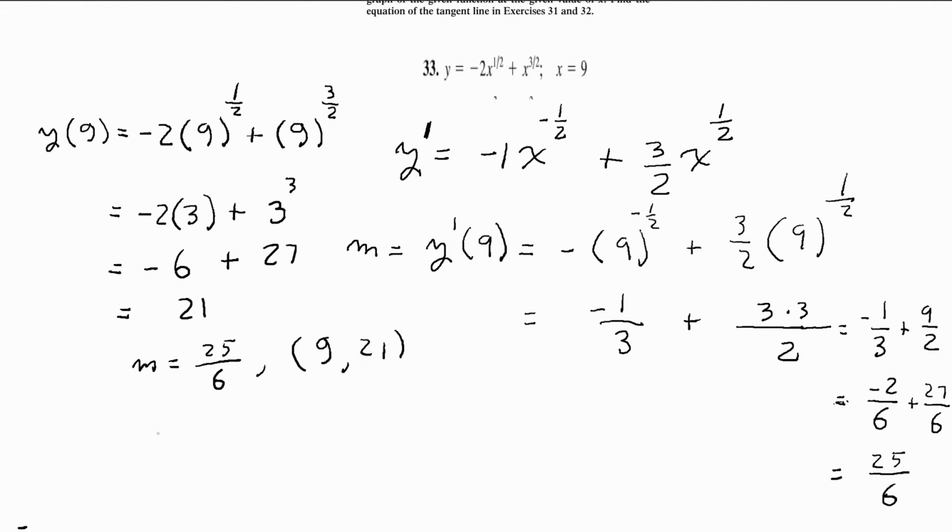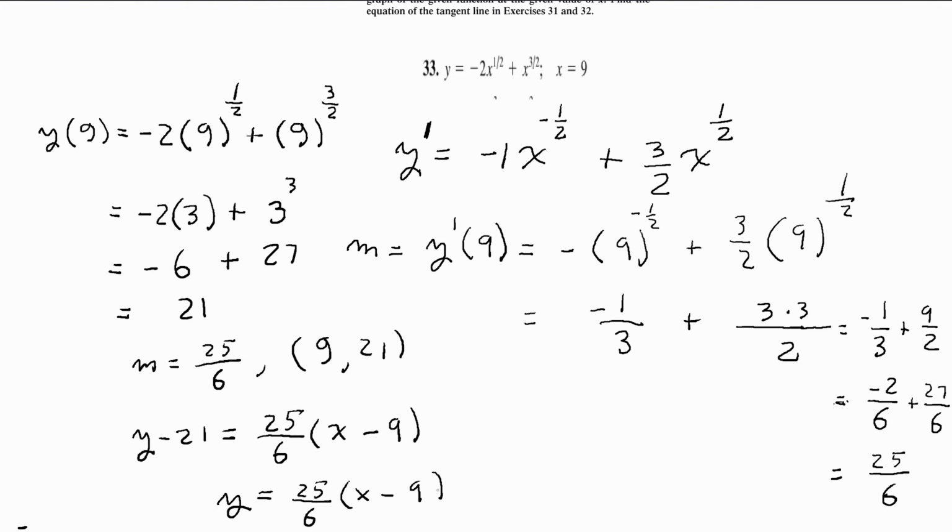And the point that this line is going through is the point (9, 21). So we can use our point slope form to find the equation of the line. In other words, y minus 21 is equal to 25/6 times x minus 9. And there we have it. So if we want to write down the equation, we could say y is 25/6 times x minus 9 plus 21.